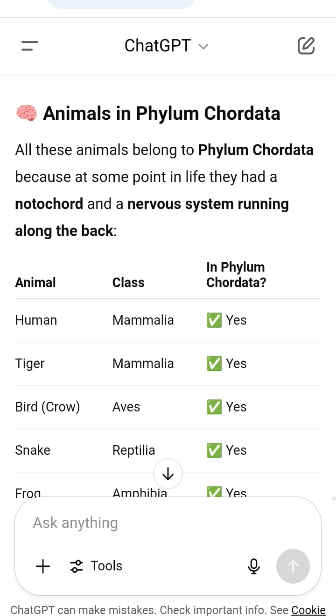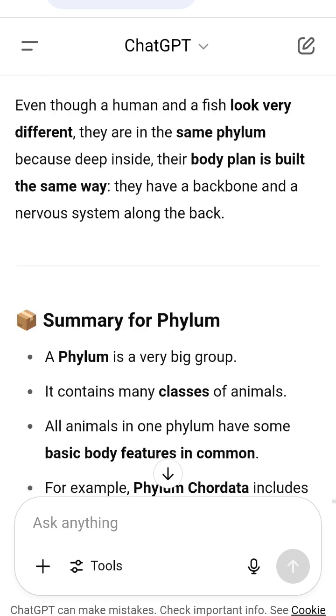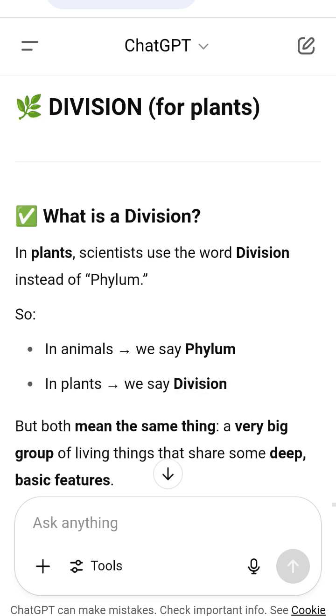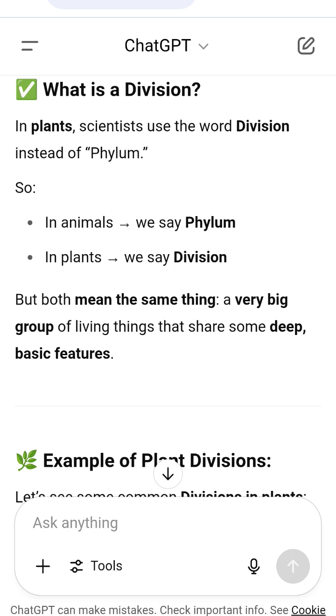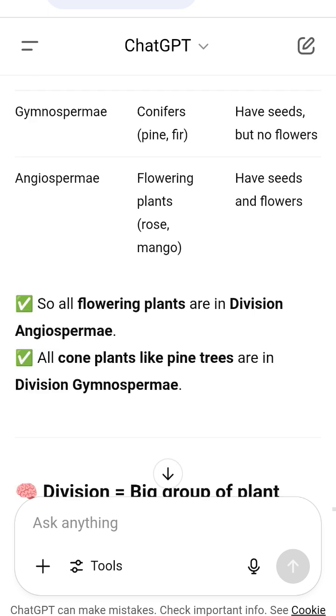So all flowering plants are in division Angiospermae. All cone plants like pine trees are in division Gymnospermae. Division equals big group of plant classes, just like a phylum is a big group of animal classes. Plant versus animal: some living thing, big group called, example group name, what's inside? Animal, phylum, Chordata: mammals, birds, reptiles, etc. Plant, division, Angiospermae: all flowering plants.